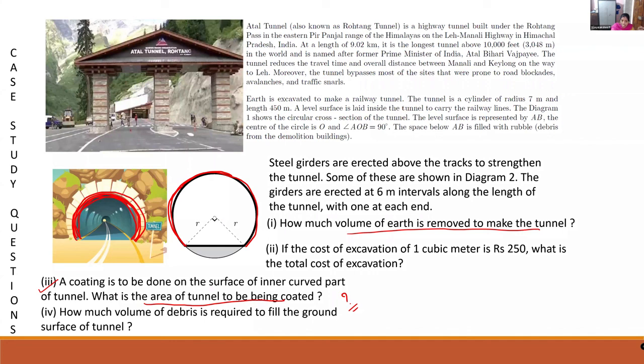So they can find the length of the arc, 270 by 360 into 2 pi r. Then length of the arc into the height, the length of the tunnel, which is 450 meters given. Length of the arc with the length of the tunnel. When they do that, they will get the lateral surface area of the tunnel, only this part. So from that, they can easily find the area of the tunnel to be coated.